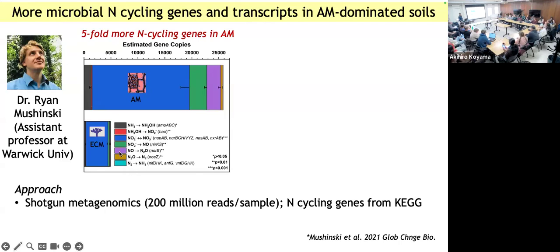Now, interestingly, the only color here that's not significantly different is the N fixation pathway, which is for N2 right here, the bottom one. So there was not greater N fixation. So it's not that there's more nitrogen fixation. This is free-living diazotrophic nitrogen fixers that are in the soil, but there's just definitely more processing of nitrogen that's happening in the soil, probably as a result of these more rapidly decomposing leaf litters.